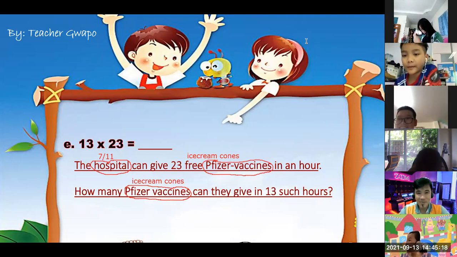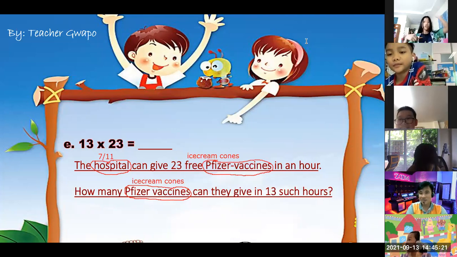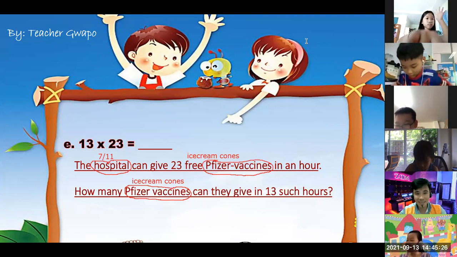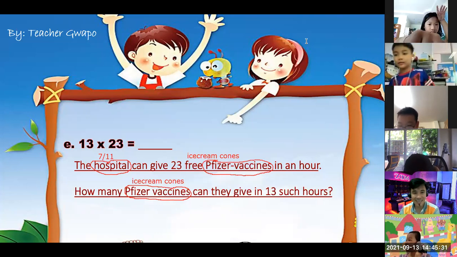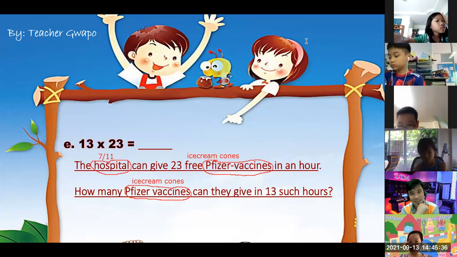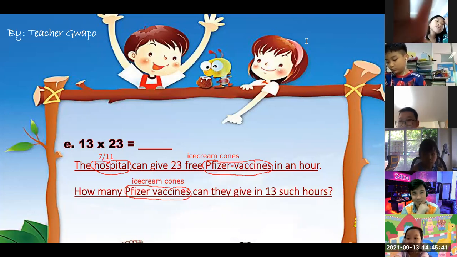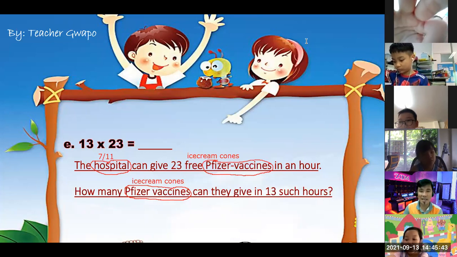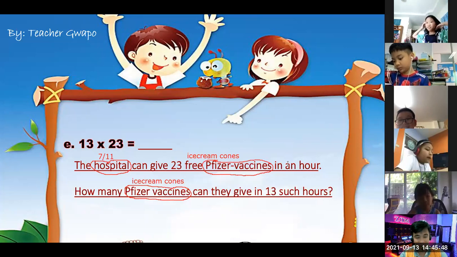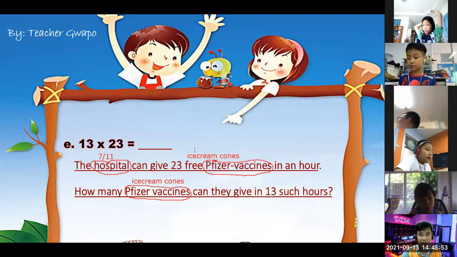Who else wants to share? Go, just unmute your microphone. Pizza Hut can give 23 pizzas in an hour. How many pizzas can they give in 13 such hours? Oh, I'm hungry now. I heard the word pizza. So the pizza company can give 23 free pizzas in 1 hour. Very good. Thank you.